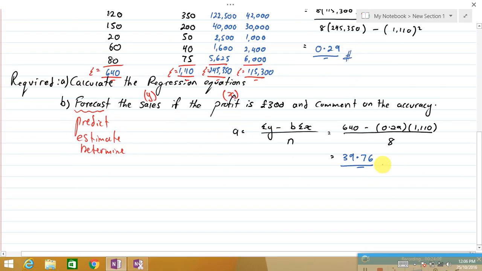Let's go for the B now. Y equals A plus BX. So 39.76 plus 0.29 in a bracket, 300. Now where does the 300 come from? From the question. Look at part B. 300, that's your X. It comes there. Okay, so how much do you get?